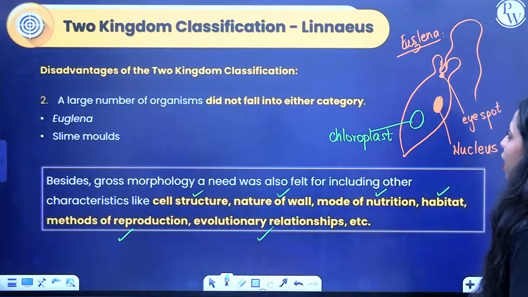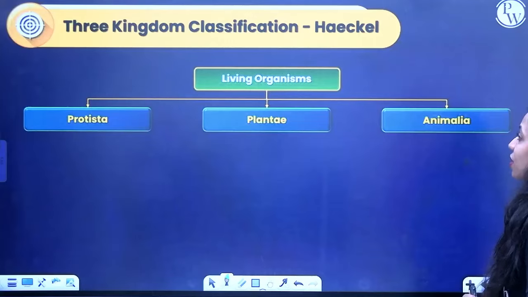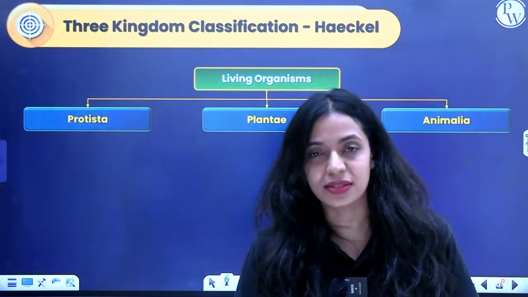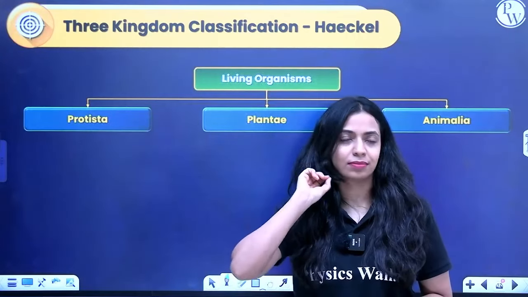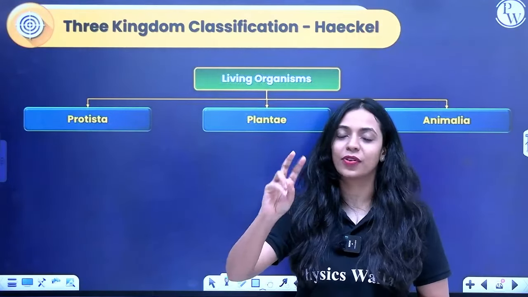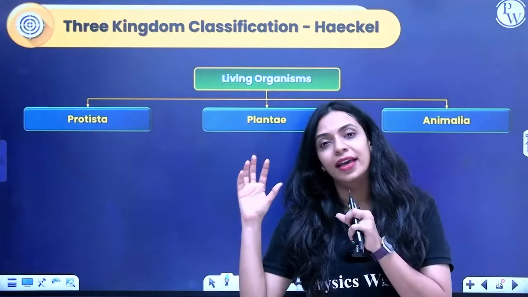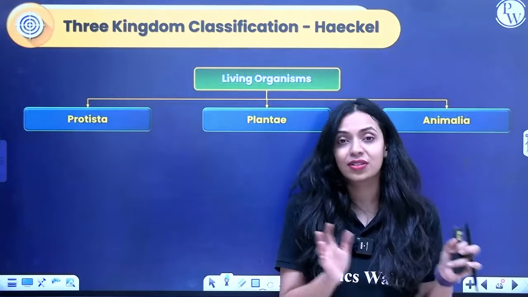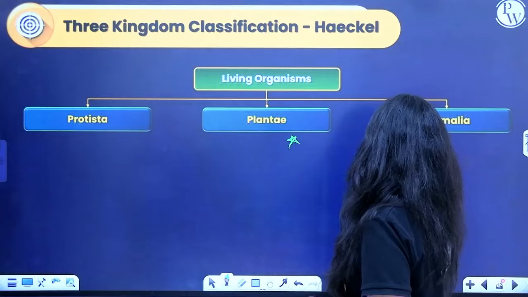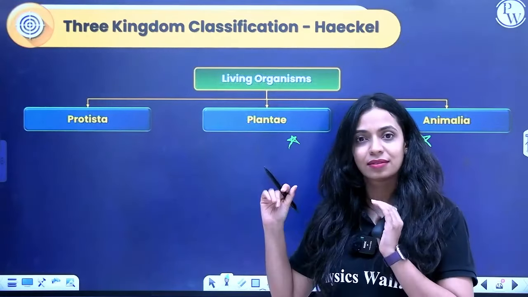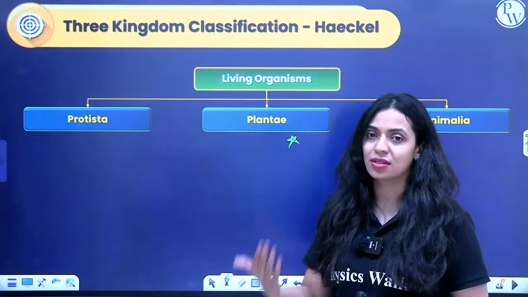All right. So after the two kingdom classification that was proposed by Linnaeus, there was a three kingdom classification that was proposed by Ernst Haeckel. In all the systems of classification, remember, we already studied the two kingdom classification. Going forward, we're learning about the three kingdom, four kingdom, five kingdom, six kingdom classification as well. In all of these different systems of classification, what remains constant is Plantae and Animalia. Plantae and Animalia are going to stay throughout all the systems of classification. Along with that, newer kingdoms will get added.